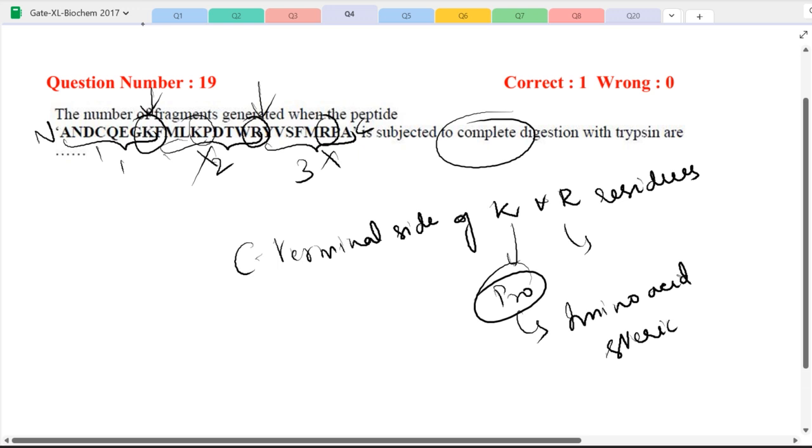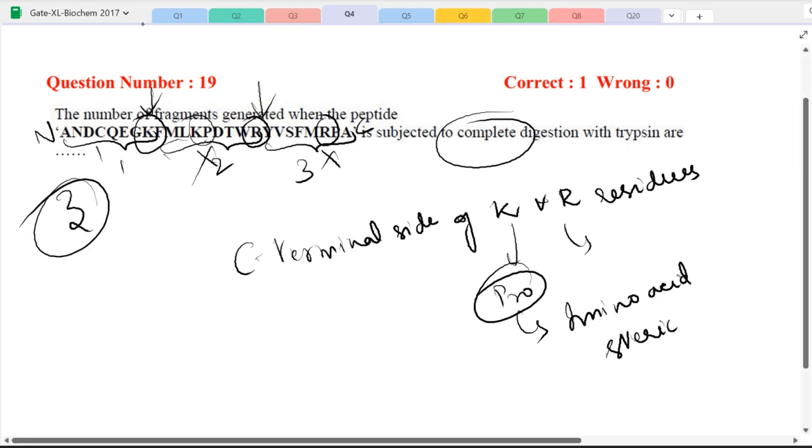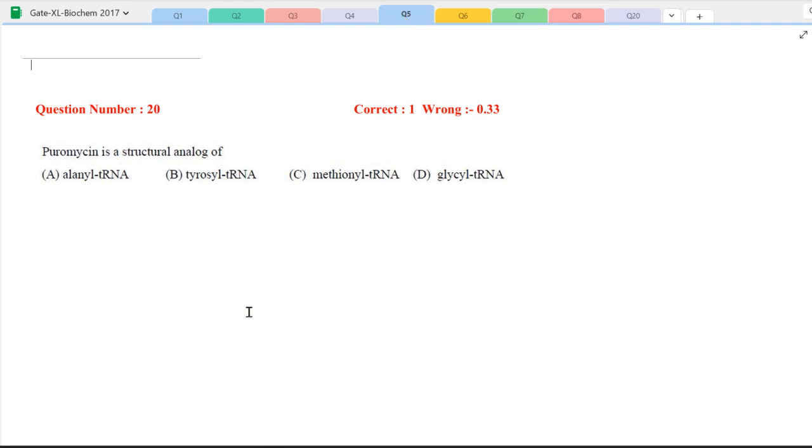So the total number of peptide fragments generated when this big peptide is subjected to complete digestion with trypsin is 3. So this is a very simple question if you know this particular fact, and of course this is a very important thing, otherwise it will be easily misleading for you to even include these sites of digestion. Moving on to the next question.